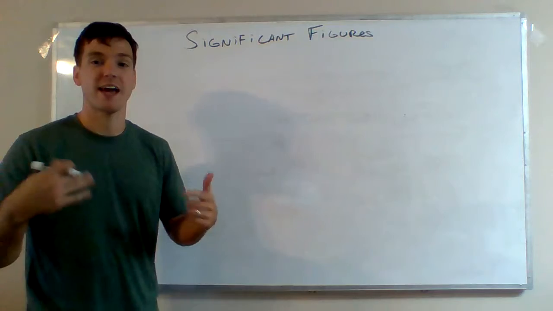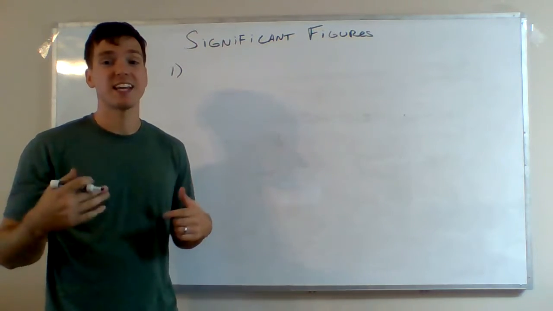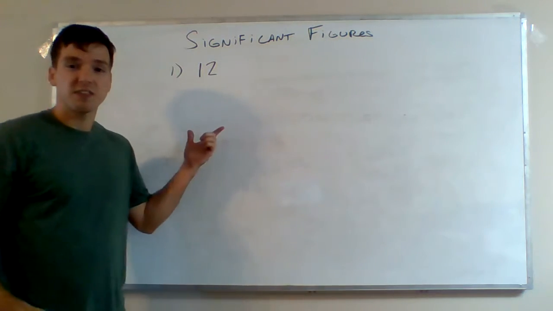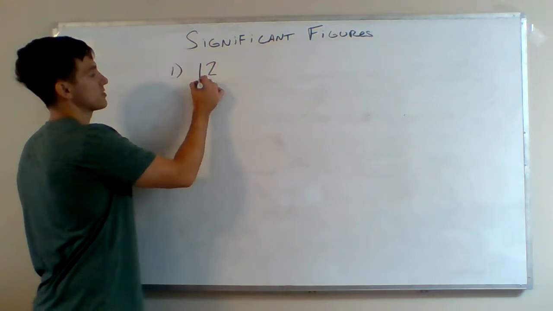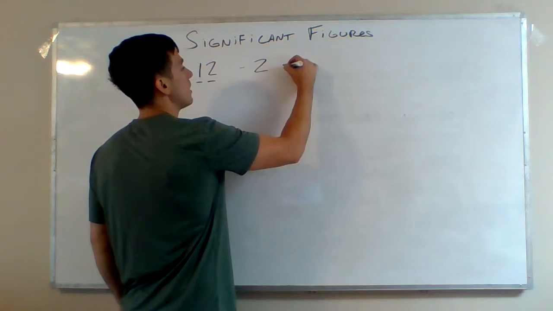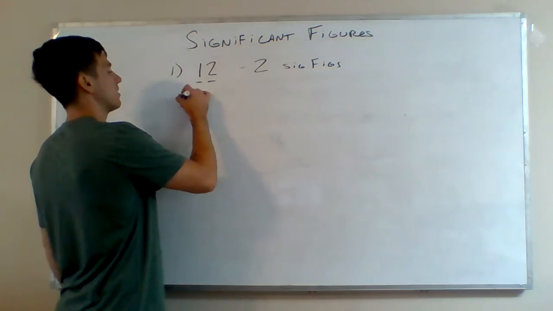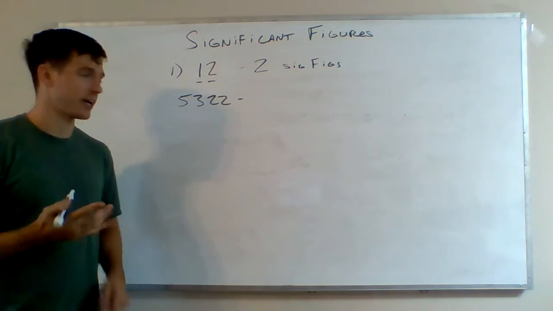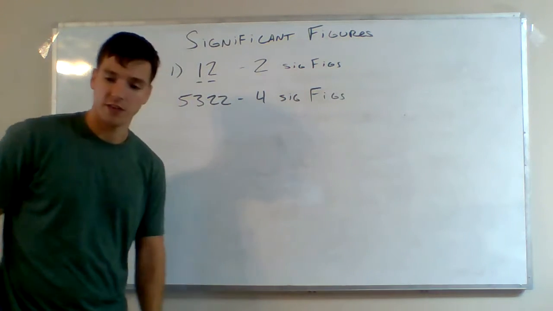So what you need to be able to do is count significant figures, okay? Anything that is a non-zero number is always going to be a significant figure. So I might ask you, how many significant figures are in this number, 12? Well, anything that is a non-zero number, we gotta count. This number's not zero, and that number's not zero. So this number has two significant figures. Okay, two sig figs. What about 5,322? How many sig figs are in this guy? Four. Four non-zero numbers, so four sig figs.